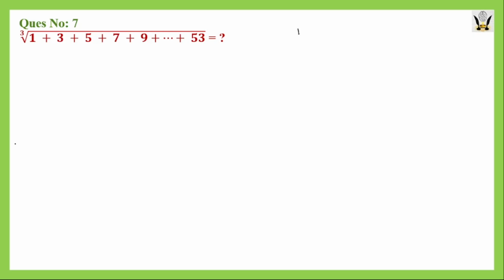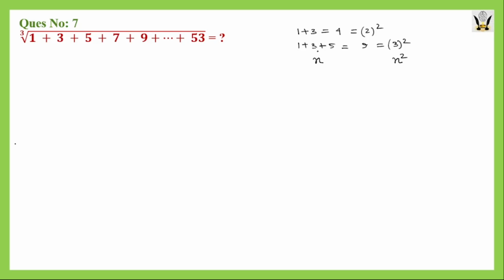So if we look at this, 1 plus 3, what is that value? 4, and 4 is what? It is 2 square. Then 1 plus 3 plus 5 is how much? It is 9, and that is 3 square. So we can say here that when we add first n odd natural numbers, then the result of that addition is square of that number.